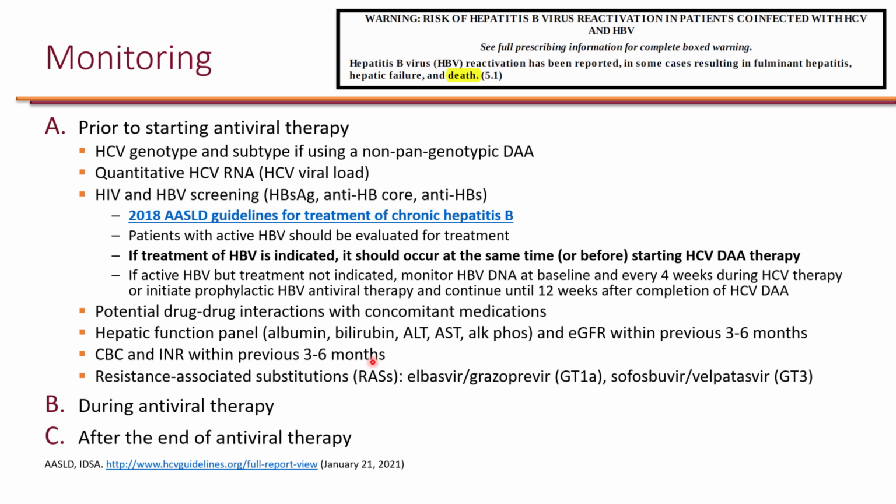And depending on the regimen that we are about to start, we may need to get a baseline RAS, or resistance associated substitution. And specifically, if we're using elbasvir, grazoprevir for genotype 1A, or if we're using sofosbuvir, velpatasvir for genotype 3, we need to get the baseline RAS before we initiate treatment. Otherwise, if we're using anything else, then this RAS is unnecessary.